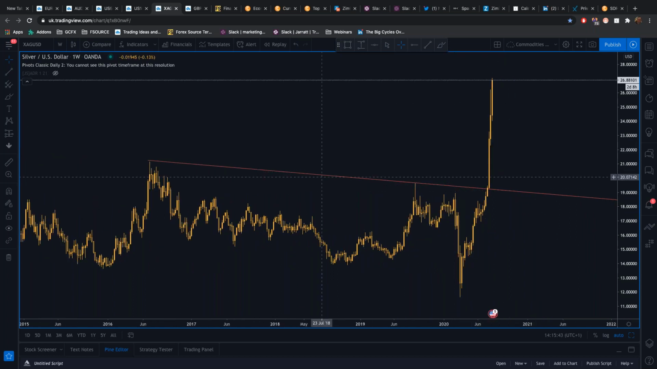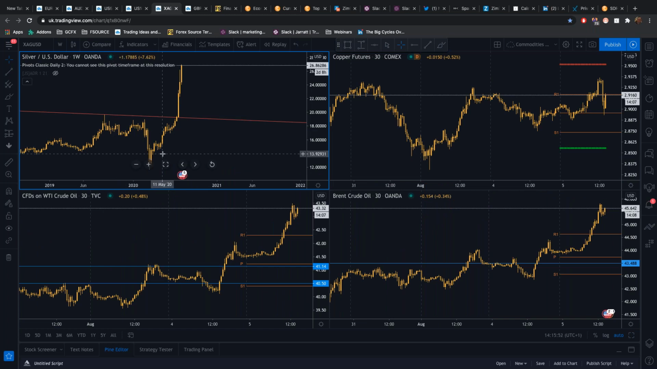But the point is, fundamental and technical analysis is a great combination. Understand the fundamental reasons for market moves, and then you're much less likely to get caught out, and the technicals end up working much better.